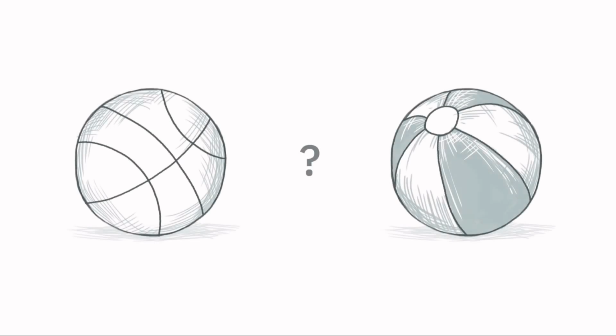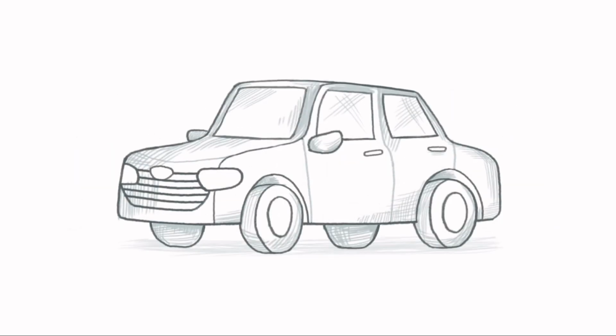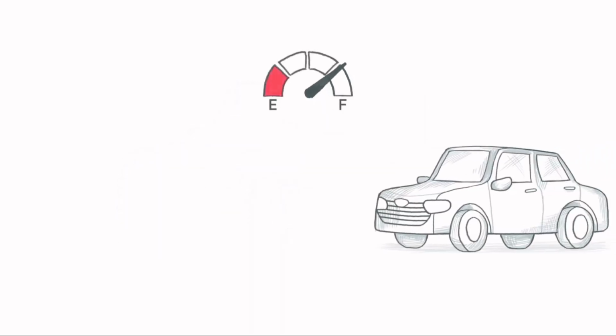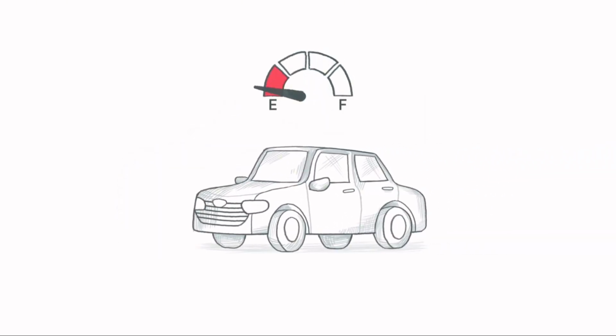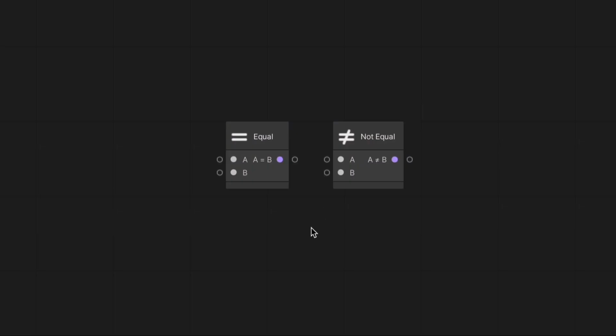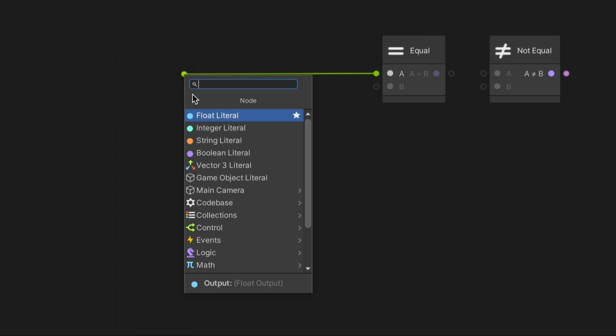The fundamental comparison type is asking whether one thing is the same as another. In a car, if the remaining amount of gas in the tank is equal to 0 gallons, we are out of gas. Therefore, the car cannot drive. In a graph script, we have the equal and not equal nodes. Each receives two values and answers if they are the same. Those nodes accept any data type, including numbers, strings, booleans, vectors, and others.